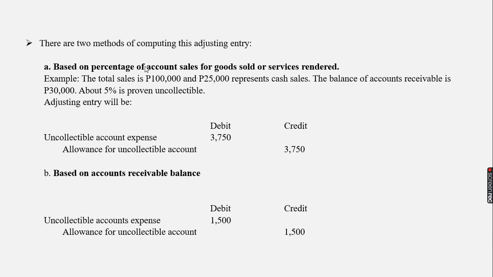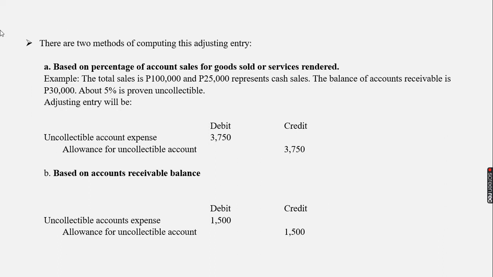So, multiply natin ng 5%, makukuha natin yung 3,750 na uncollectible account expense. So, expense muna yung 3,750. And then, for credit is allowance for uncollectible account na 3,750. So, yun yung entry niya.